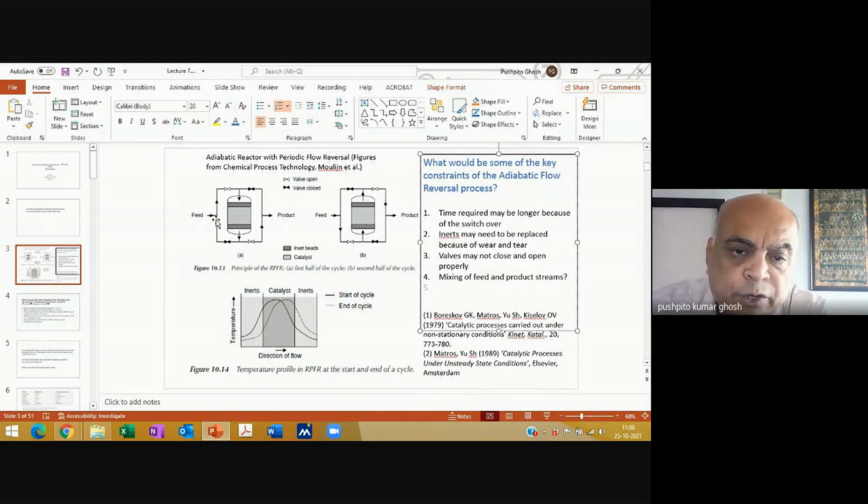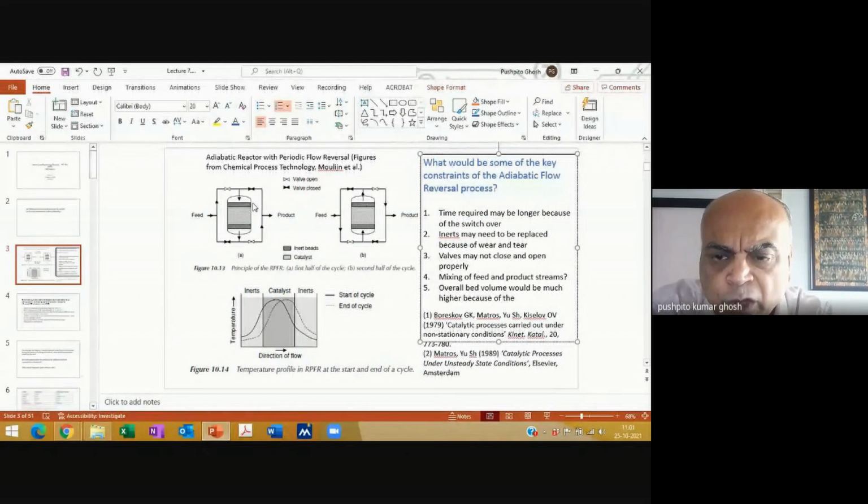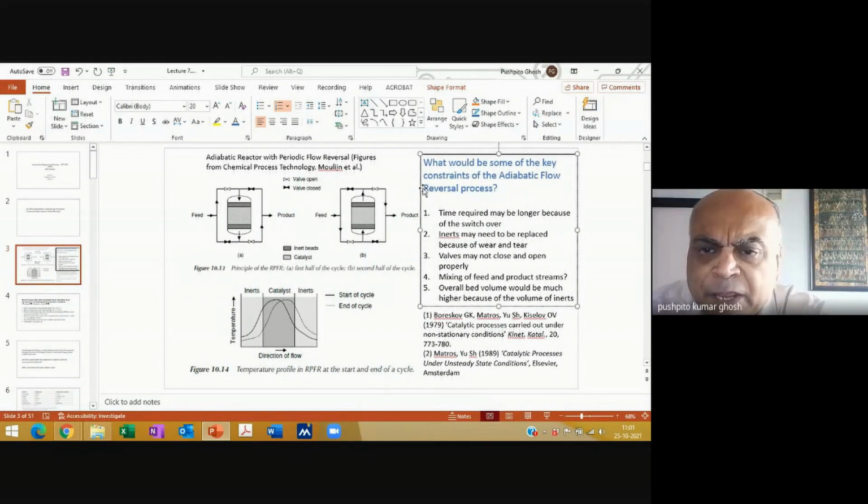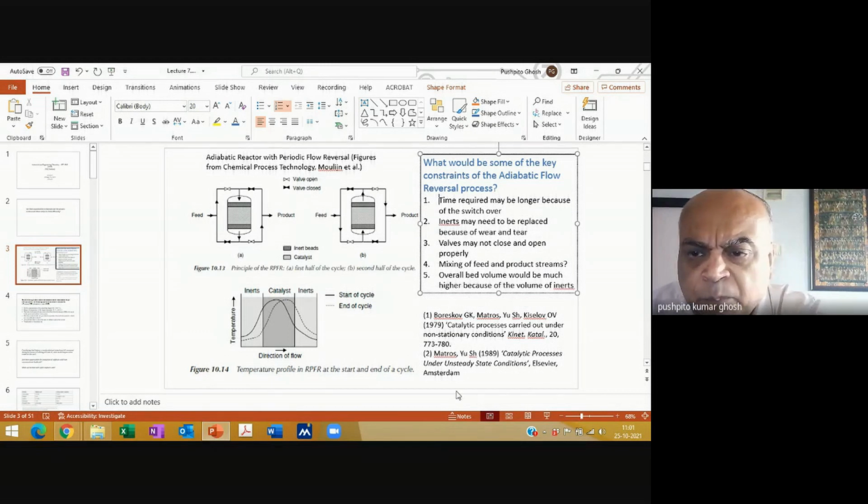Now, if you are going to put inerts to mop up so much heat, you'll require quite a bit of inert volume, even if you have a high heat capacity. So what will happen is that my catalyst bed will actually become a lot more unwieldy. It will be a lot bulkier, this whole thing. So my overall bed volume would be much higher because of the volume of inerts. Agree or not? Yes, sir. Maybe you can try and think if there are any other points that come to your mind.